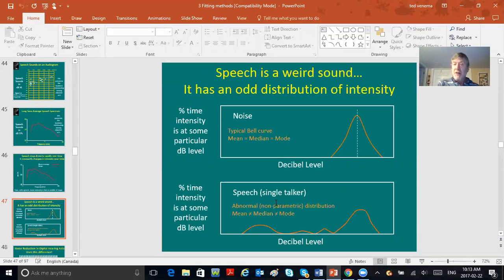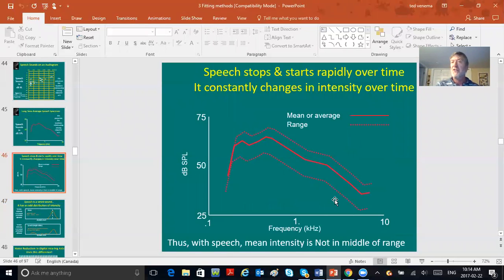Statistics. Speech, look at its bell curve. It has a very odd distribution. It's all over the place. So the number of times that speech is actually at some particular intensity is all over the place. This story here is telling the same as this story here. Very same thing, just telling it in another way.